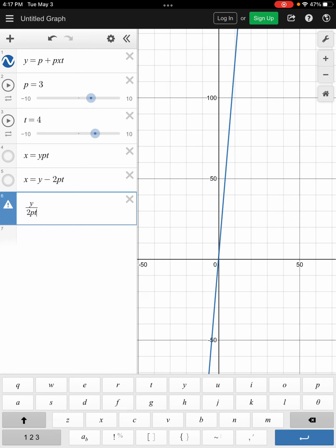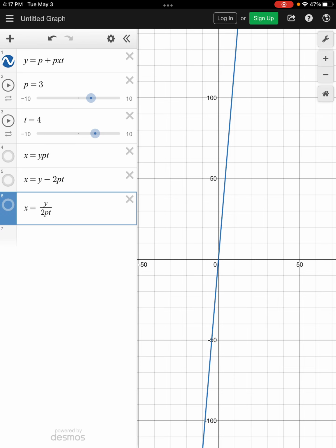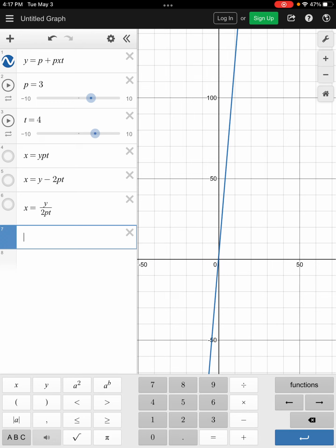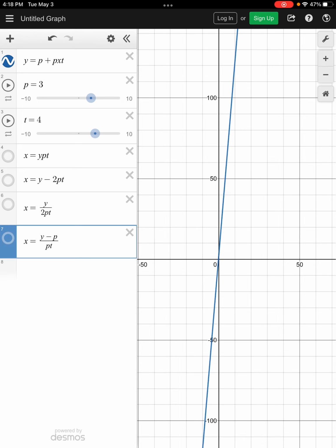Oh, I forgot X equals. Don't forget that. Oh, that one looks, oh, it's so close. Tricked me. And the last one. X equals Y minus P over P times T. Oh, good thing. It's the very last one. So it's D.